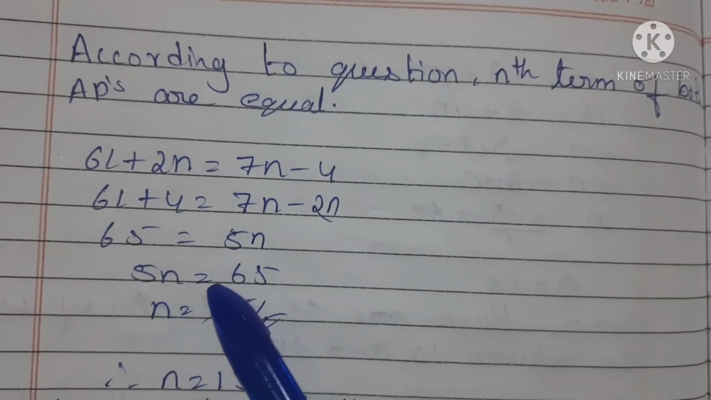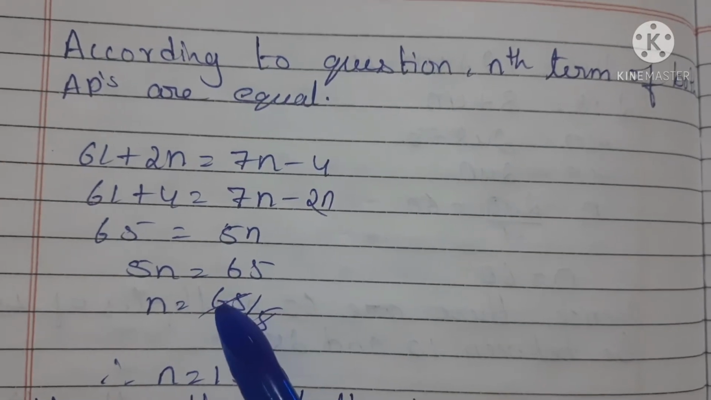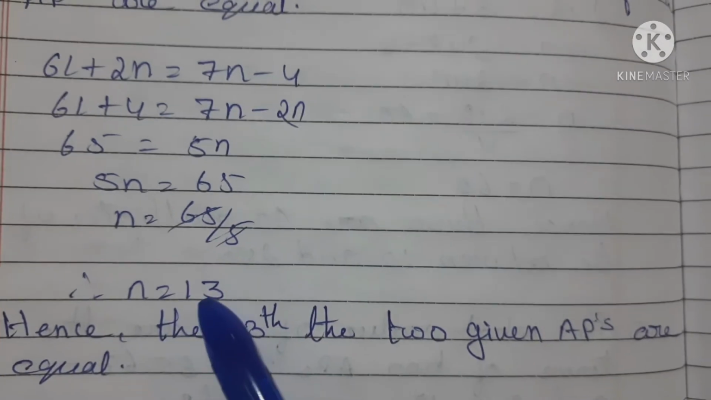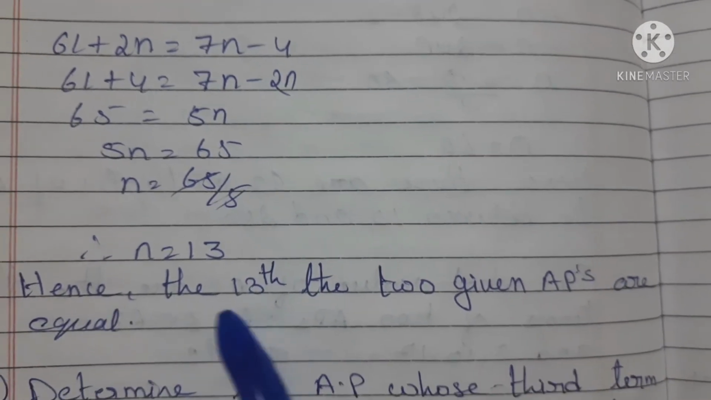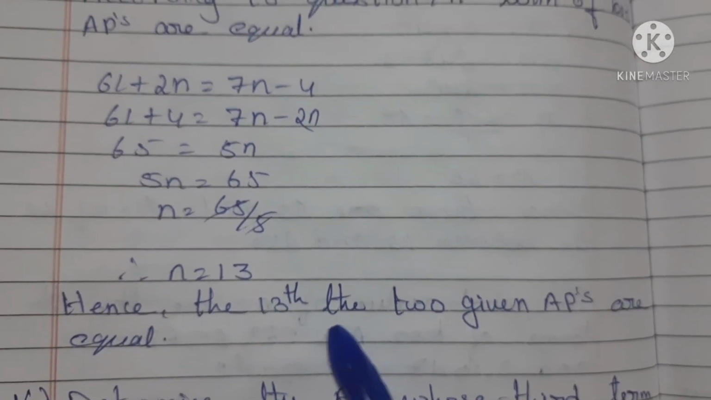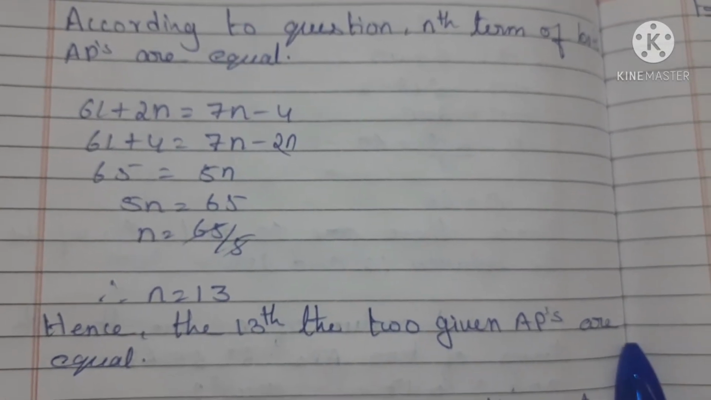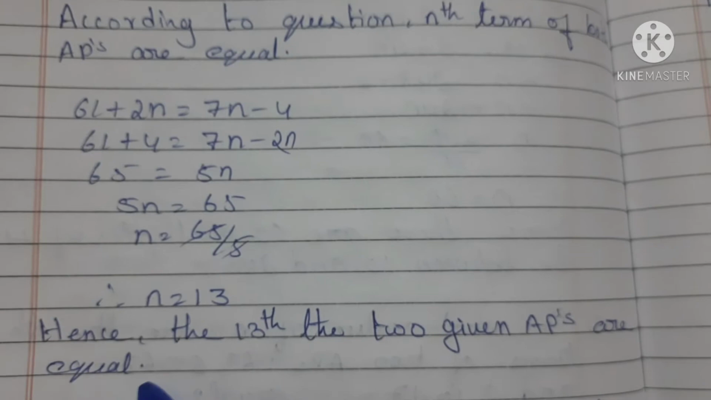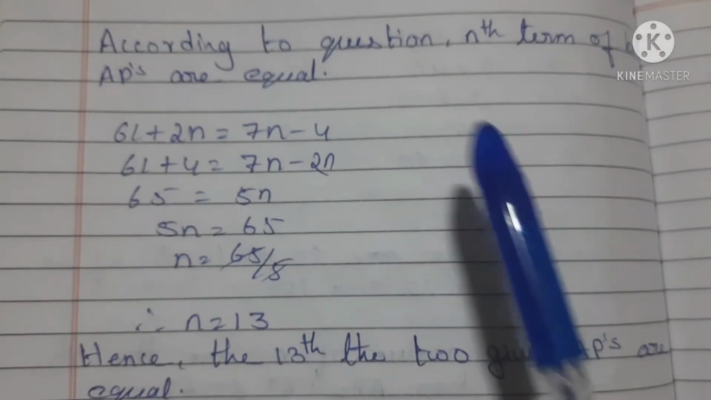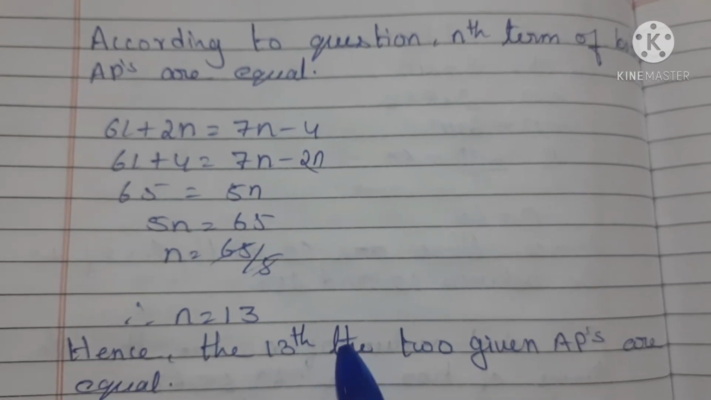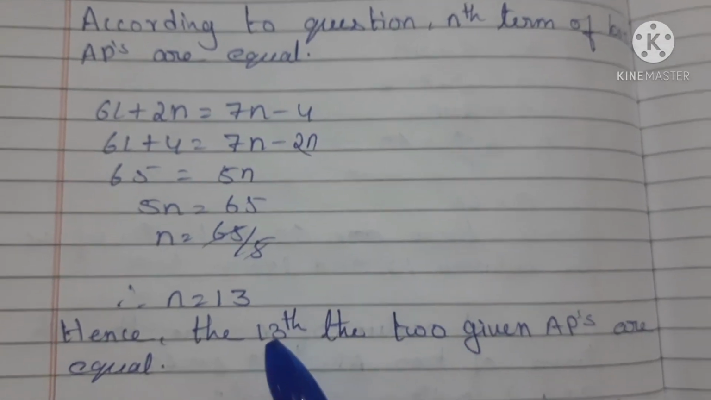Now 5n is equal to 65, so n is equal to 65 by 5. 5 ones are 5, 5 thirteens are 65, therefore n is equal to 13. Hence the 13th terms of the two given arithmetic progressions are equal. That means in the first arithmetic progression and the second arithmetic progression, the 13th term is equal.